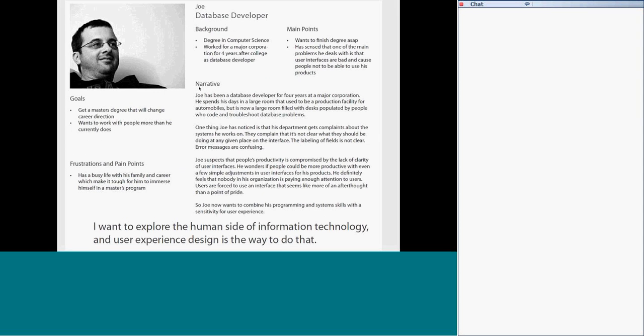Then we have a more technical type of person. So we have Joe, the database developer here, and it could be anybody from a computer science background to some sort of technical background. And the typical story is, I keep developing these systems. I keep getting complaints about the interactive nature of the systems and how people are using them. There's got to be more to life than just putting out stuff that people hate. And I want to figure out how to make better interfaces for people.